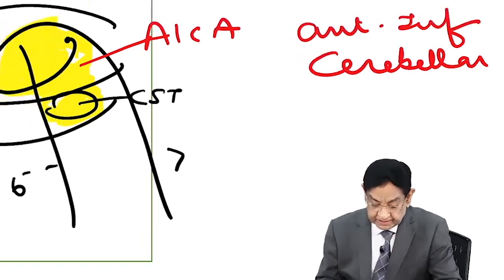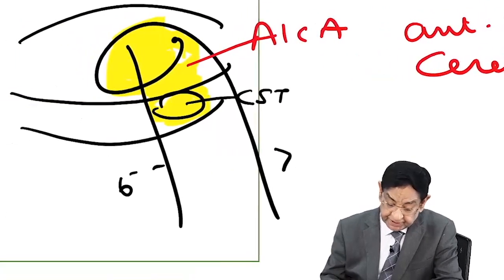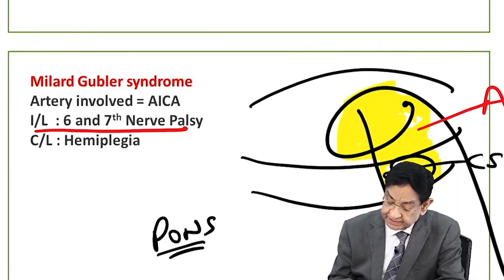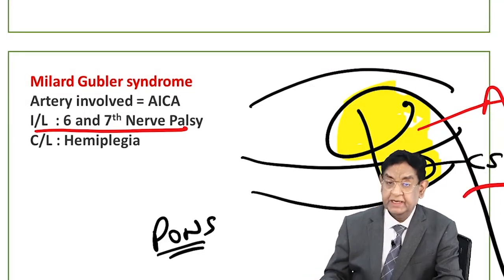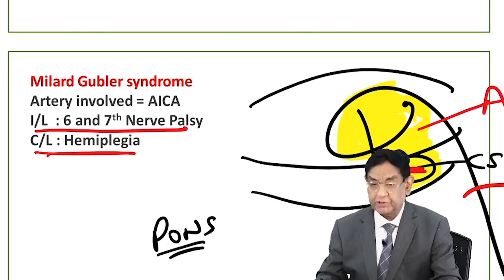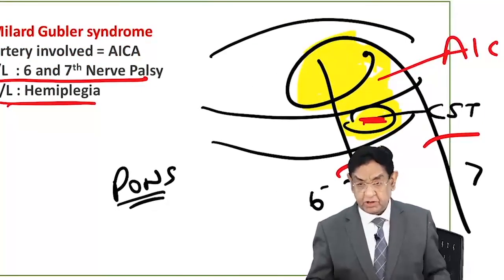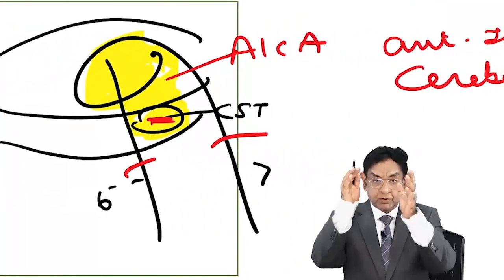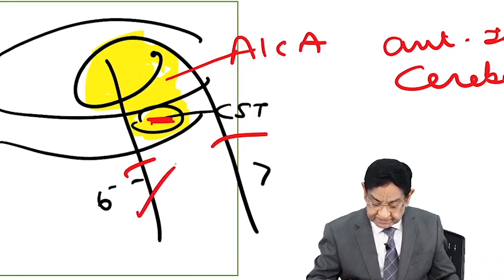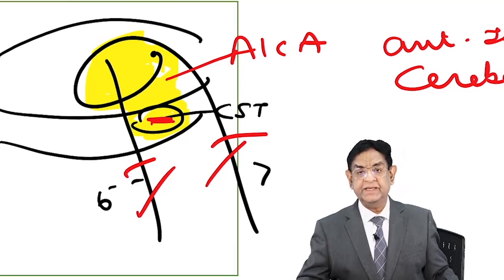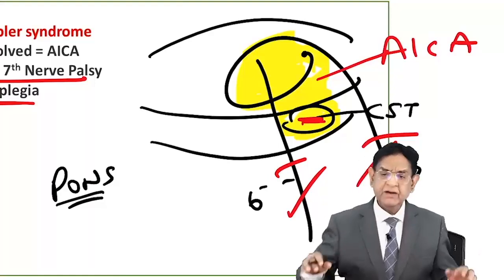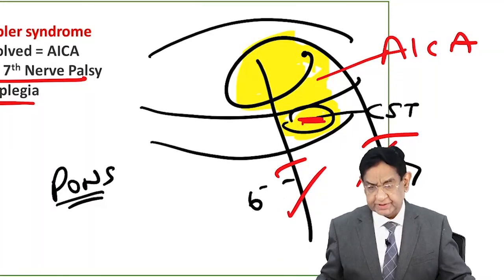And what will it lead to? It will lead to ipsilateral 6/7 nerve palsy. It is there. And that leads to what? Contralateral hemiplegia, because this is a corticospinal tract which is going to go down to the medulla and will go to the other side. So ipsilateral 6/7 and contralateral hemiplegia is Millard-Gubler syndrome.